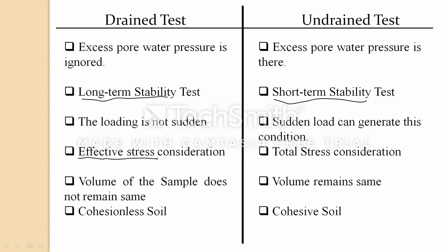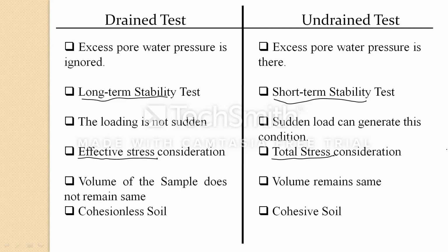But for the undrained test, we cannot determine the effective stress. Why? Because it is very difficult to find out the water pressure in the field. The excess water pressure cannot be found out quite easily in the case of the undrained test. The total water pressure is equal to the hydrostatic water pressure plus the excess water pressure. Excess water pressure is there in the undrained test. So in this case, we cannot calculate the total water pressure accurately, so we cannot calculate the effective stress accurately either.